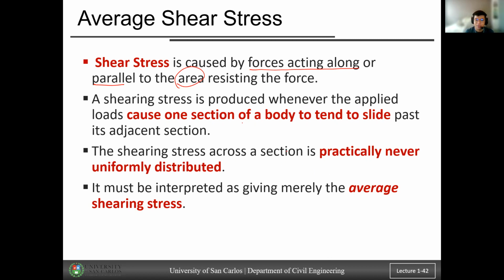Okay, so shearing stress across the section is practically never uniformly distributed. Shearing stress is difficult to create as a uniformly distributed load, since shearing most likely occurs on small materials such as bolts or connections, and usually we see a normally distributed load as a normal force, di ba? Kanang murag perpendicular siya sa inyong material, bali nakapatong siya.